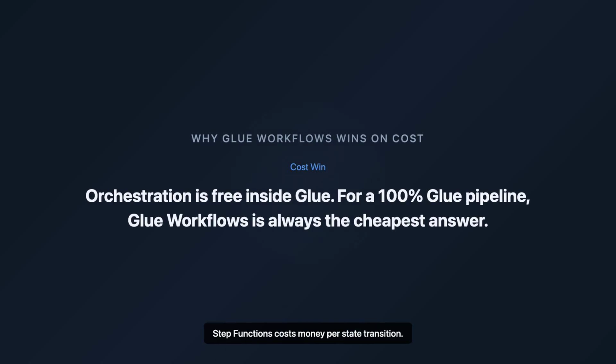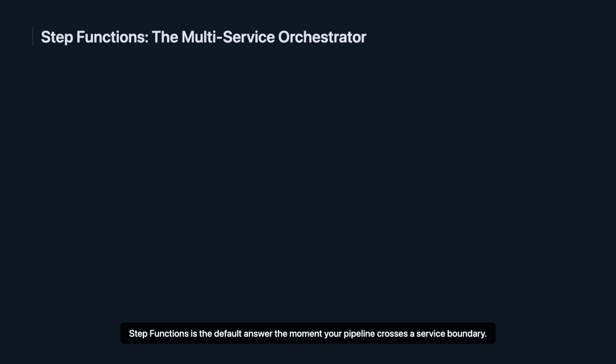This is the part candidates miss. Step Functions costs money per state transition. MWAA costs money for an always-on environment. Glue workflows costs nothing extra, you're already paying for the Glue jobs themselves, and the orchestration layer is free. So when the exam mentions cost as a primary concern on a Glue-only pipeline, the answer is almost always Glue workflows, full stop. Step Functions is the default answer the moment your pipeline crosses a service boundary.